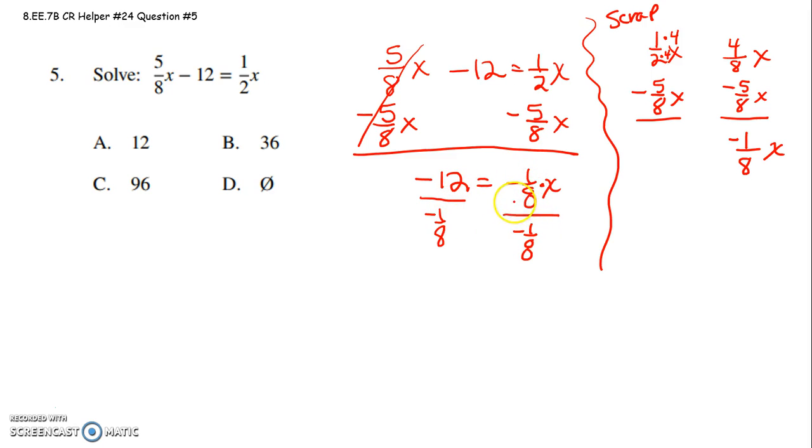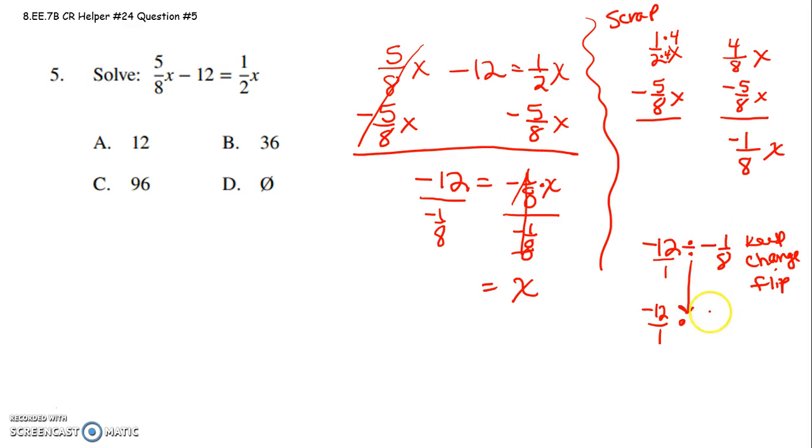Negative 1/8 divided by negative 1/8, fancy form of 1. 1 times x you can just write as x. So now I have negative 12 divided by negative 1/8. Keep, change, flip, or find a common denominator. Those are your options here for dividing fractions. So if I have negative 12, that's the same as negative 12 over 1. I'm going to keep that. Change my division to multiplication, flip over this second fraction, make that negative 8 over 1.